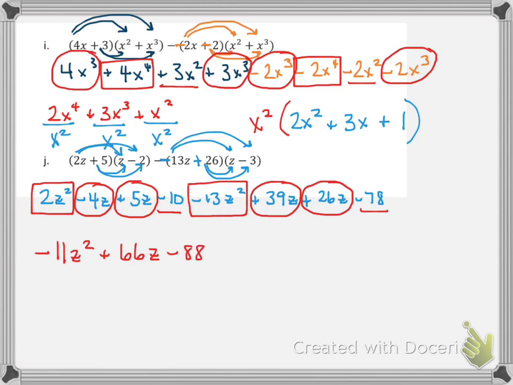All right. Well, what's in common? Looks like an 11. And that's it. So let's see what we've got if we take out an 11. Well, a negative 11z squared divided by 11 is a negative z squared. Negative 1z squared. 66 divided by 11 is a positive 6z. And a negative 88 divided by 11 is a negative 8. And there we have the factored expression.